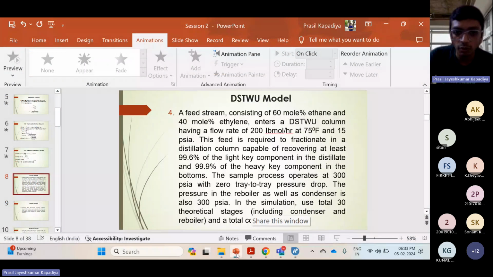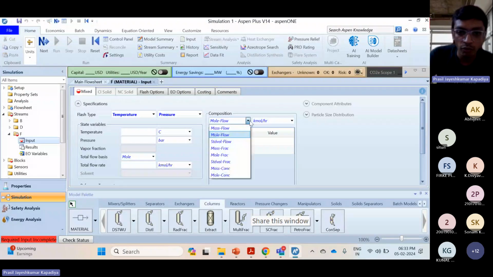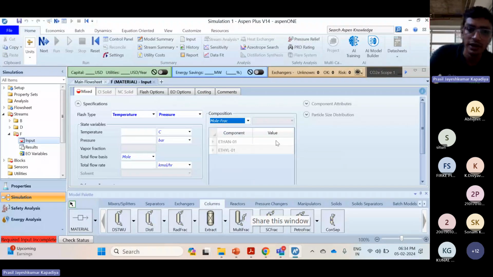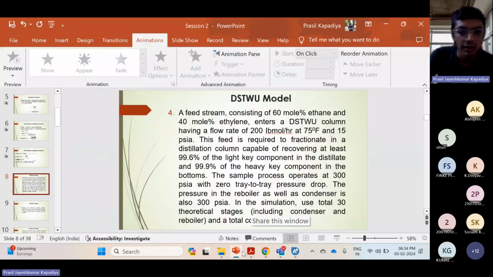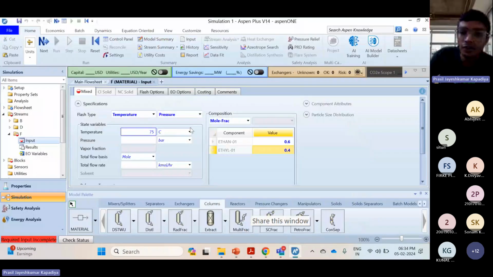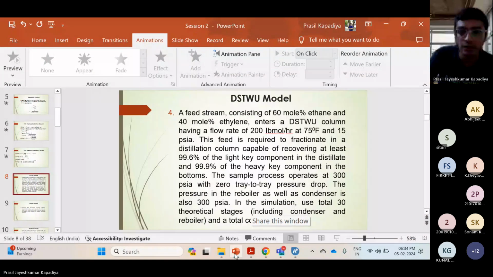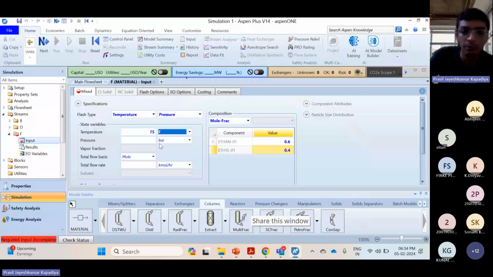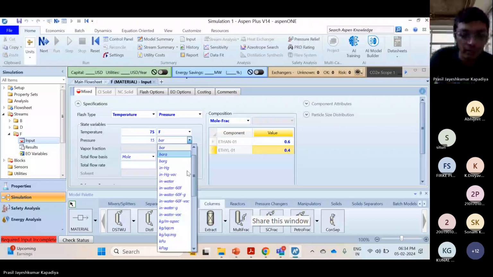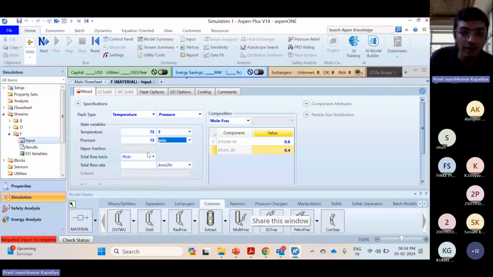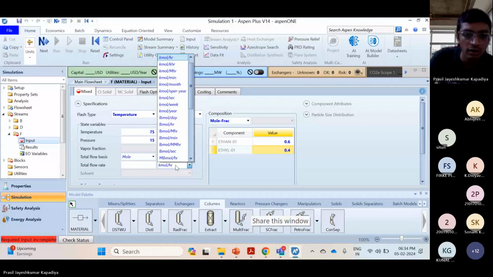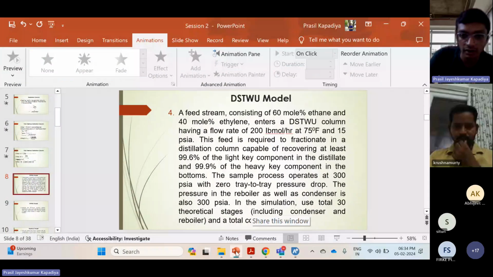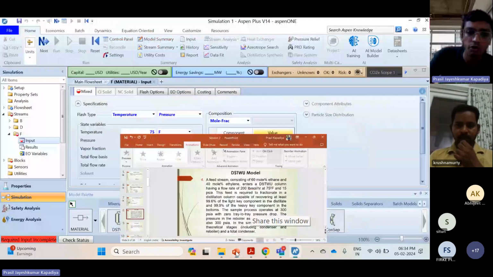60% ethane and 40% ethylene. So we are given mole fraction: 60% ethane, 40% ethylene. The temperature is 75 Fahrenheit. Don't forget to change your unit. Then 15 psi and 200 pound moles per hour. 15 psi, and our unit is pound mole per hour. Correct? 200 pound moles per hour.